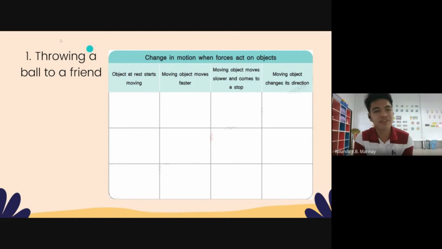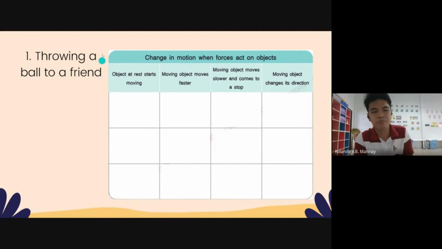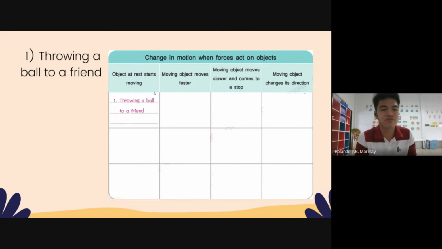We have to identify first: is the ball moving at first? At first, it is not yet moving, so it is an object at rest. Then we throw the ball to our friend, so the ball starts to move. That means this is an example of an object at rest that starts to move. So we're going to write throwing a ball to a friend as an example of object at rest that starts moving.